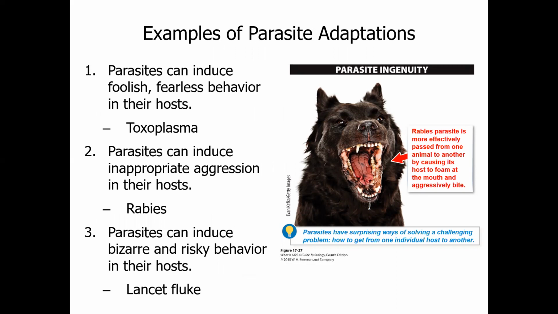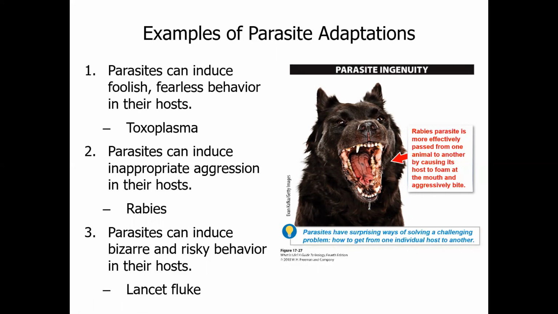A couple examples we have. First one is called toxoplasma. In this example, when they infect their host, they induce really foolish, fearless behavior. For example, toxoplasma can infect a rat, and the rat, which should have a natural fear of cats or feral creatures, may be very bold and go next to those cats and ultimately hang around them.